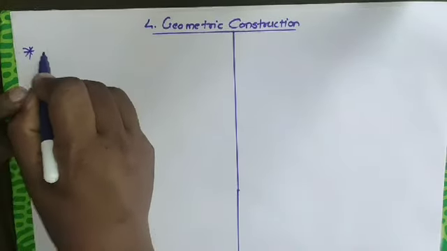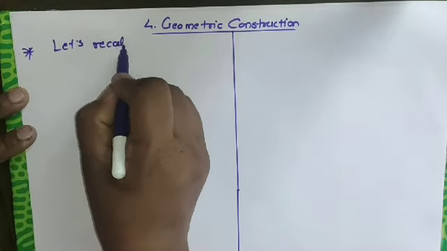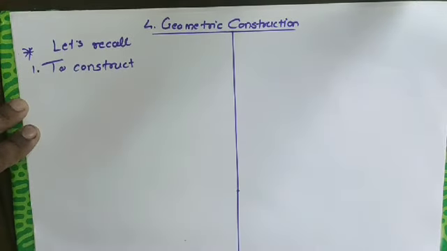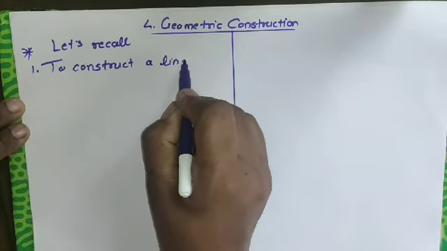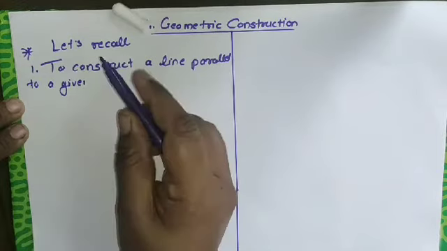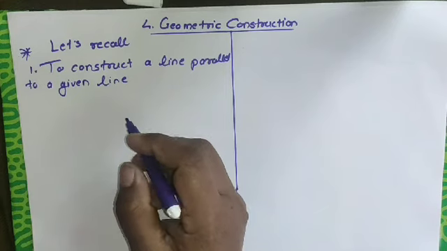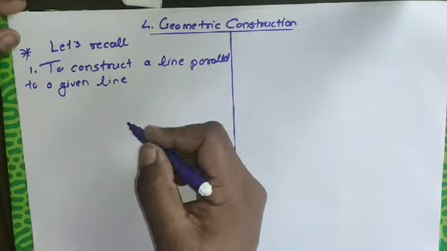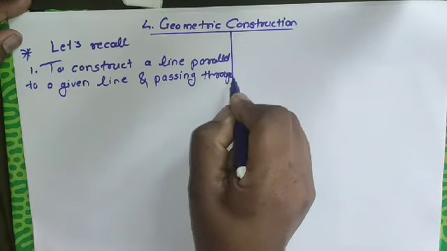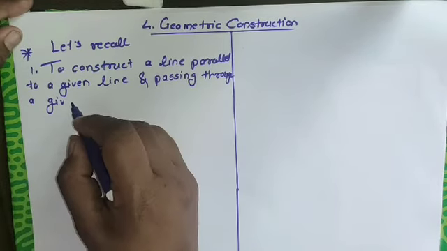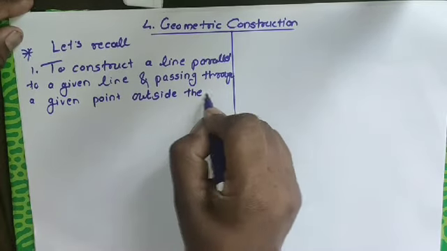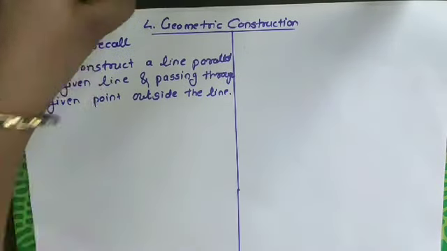To construct a line parallel to a given line and passing through a given point outside the line, given point outside the line. Okay, so for that first of all we have to draw one line.